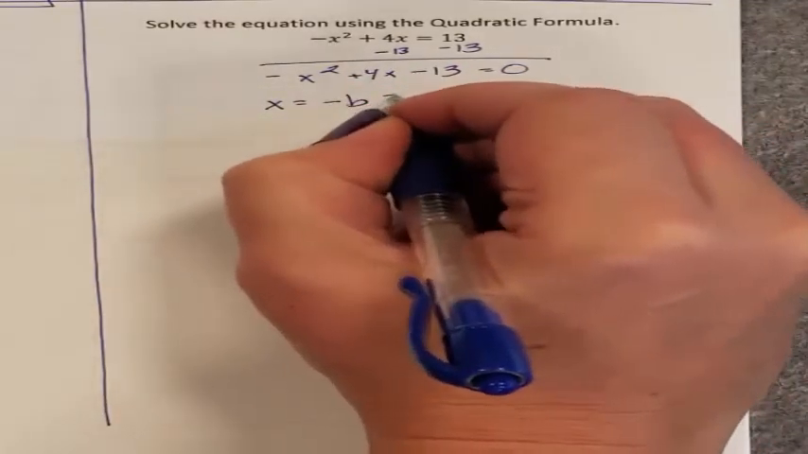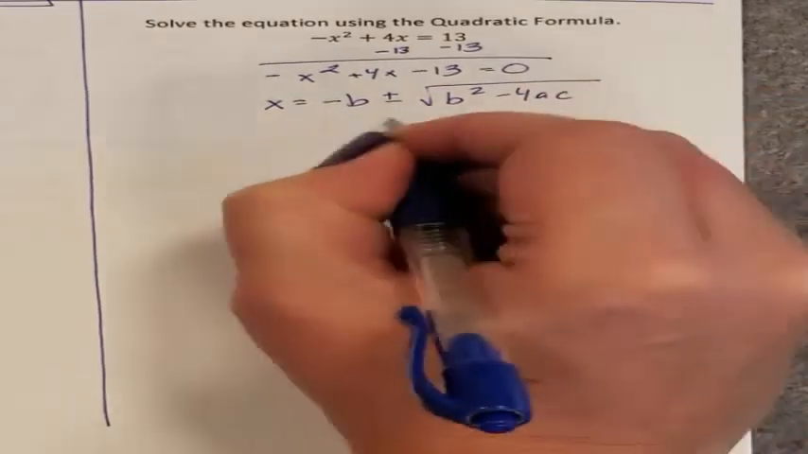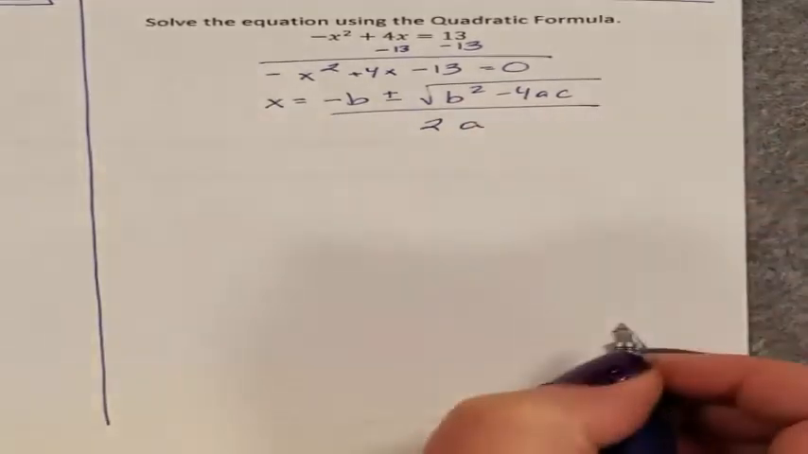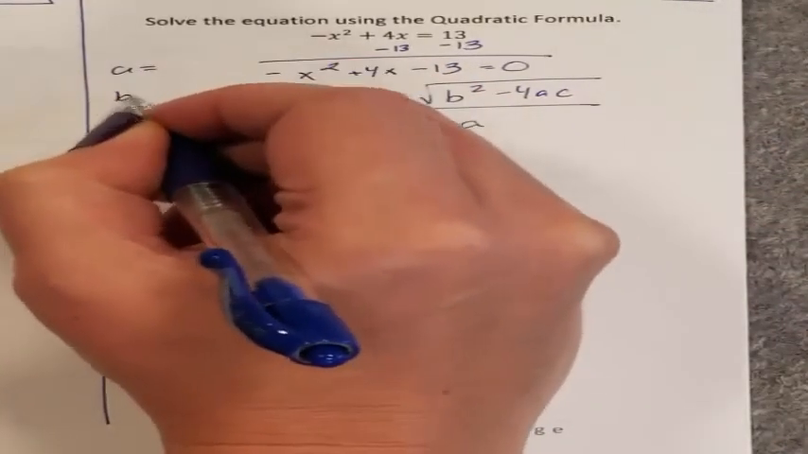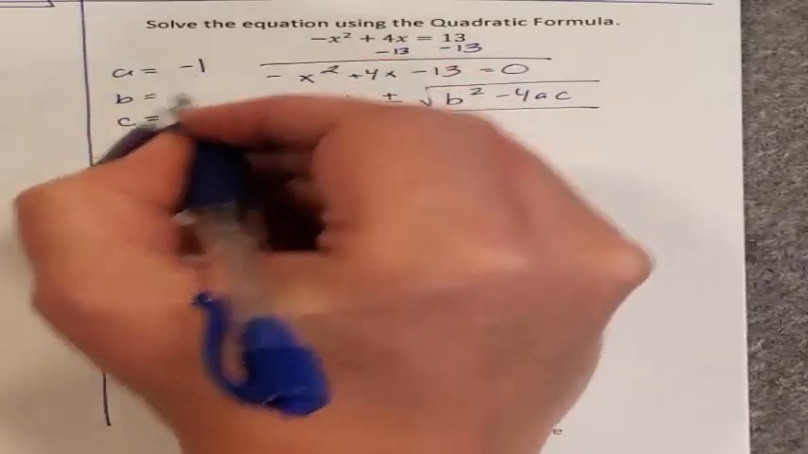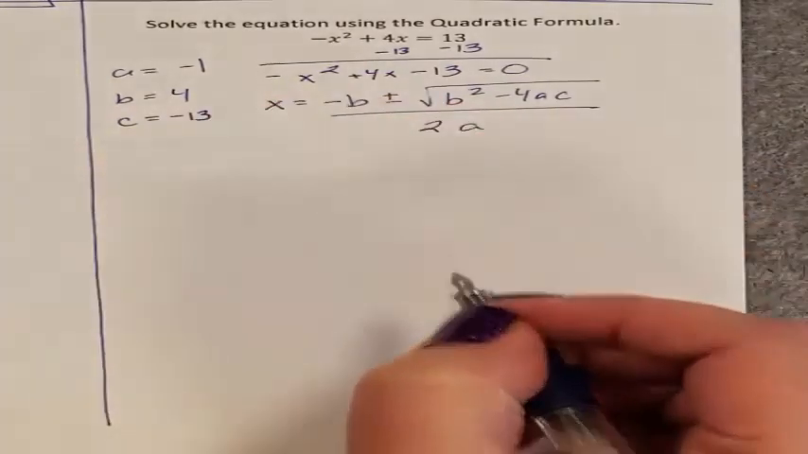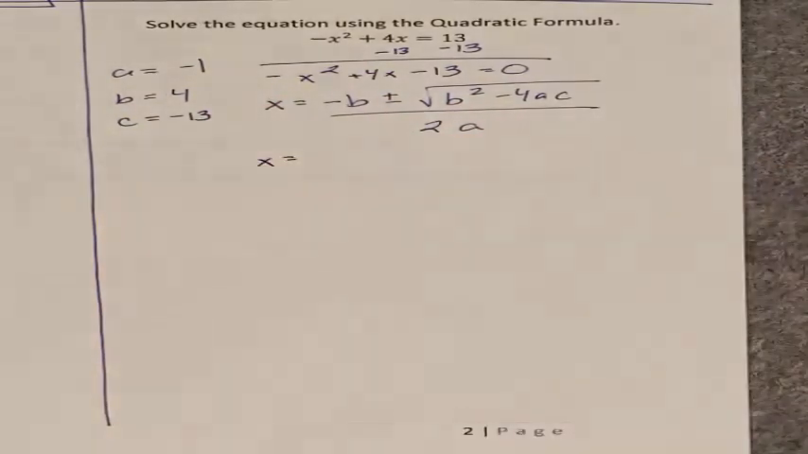X equals negative b plus or minus the square root of b squared minus 4ac all over 2a. I need to identify my a, my b, and my c. The a is negative 1, the b is a 4, c is a negative 13. I'm going to rewrite my equation with my colors.